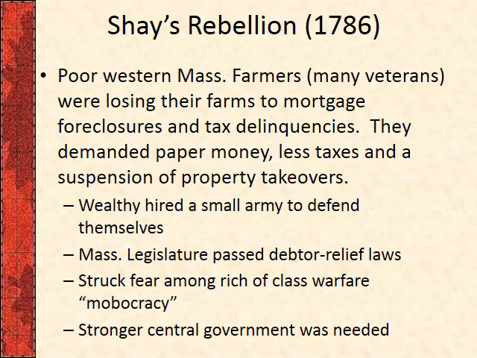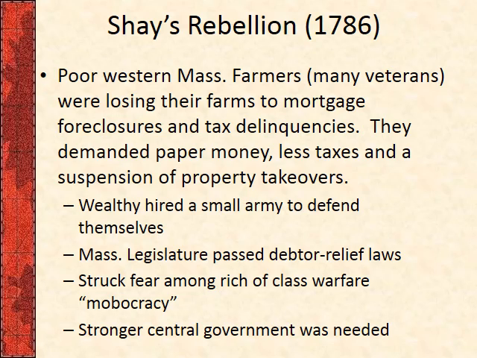So what happens with the people who are out east? Well, the wealthy, they're the ones that own the stock in these banks. They're the ones that are foreclosing on these properties. They hire a small mercenary army to defend themselves. So you have farmers who are going to fight mercenaries now. It's American on American. So this is getting ugly quick.